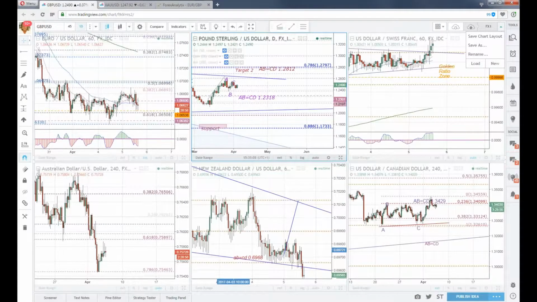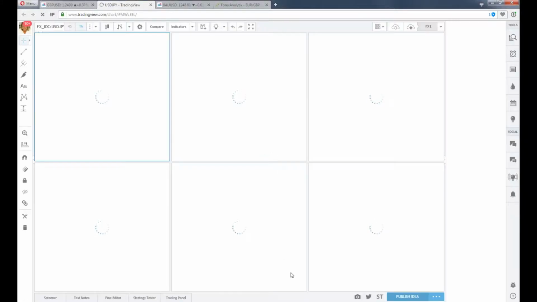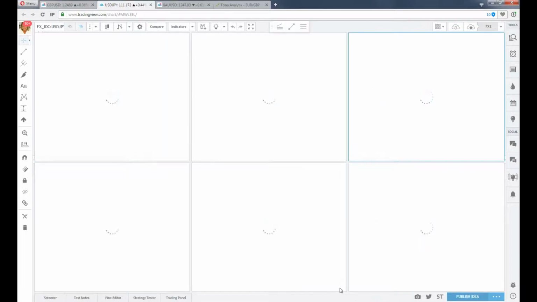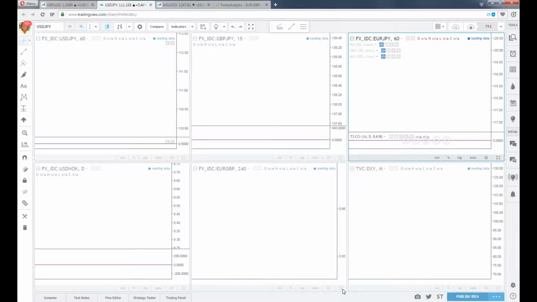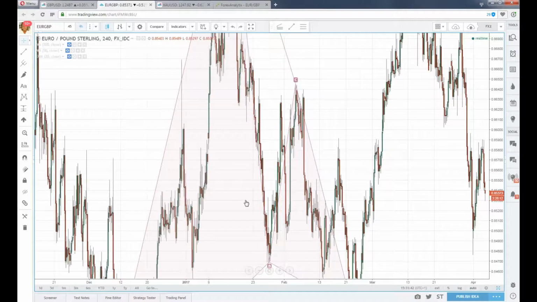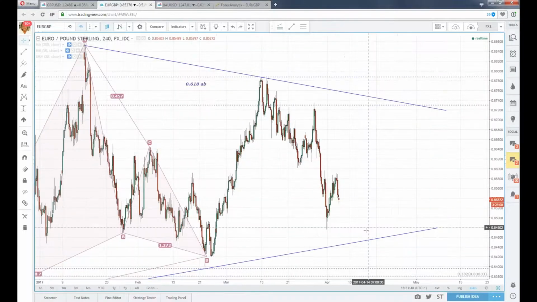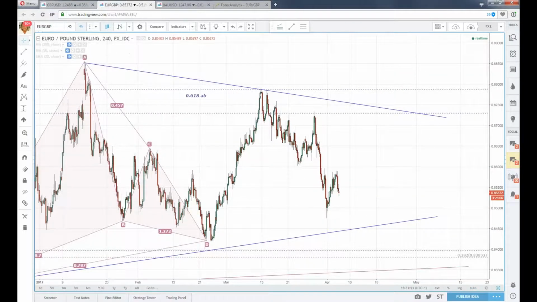By the way, 84.40 is also the neckline of the head and shoulders for euro pound. So that's a very strong level. This time of year, I don't think that the crude oil inventories matter quite as much as the crack spread, but okay, so here we go. So this is the 84.40 level that I think we're going to continue lower to.